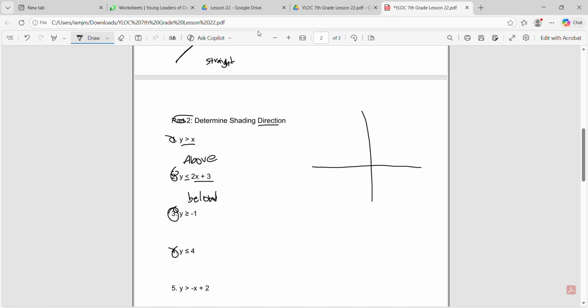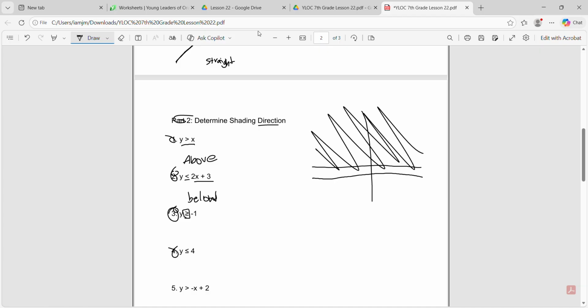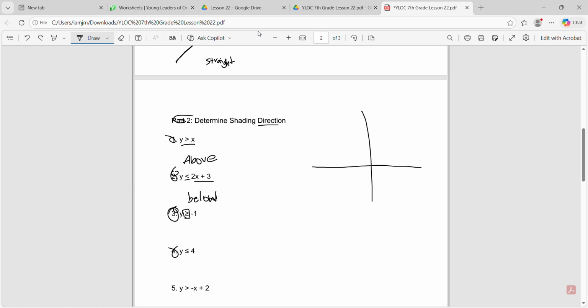Number 3. Y is greater than or equal to negative 1. So negative 1 should be here. Like that. And it's a straight line because it's greater than or equal to negative 1. It's greater than, so it should be above. Above.